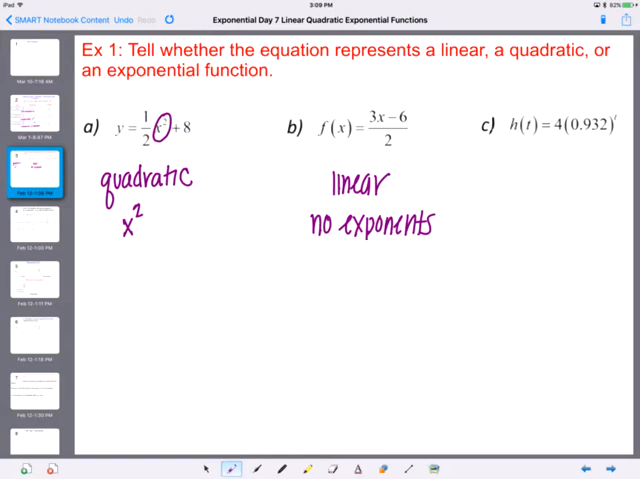Looking at example C, we have h of t is equal to 4 times 0.932 raised to the t power. We can see that we have a variable as our exponent, and when we have a variable as our exponent, we are talking about an exponential function.